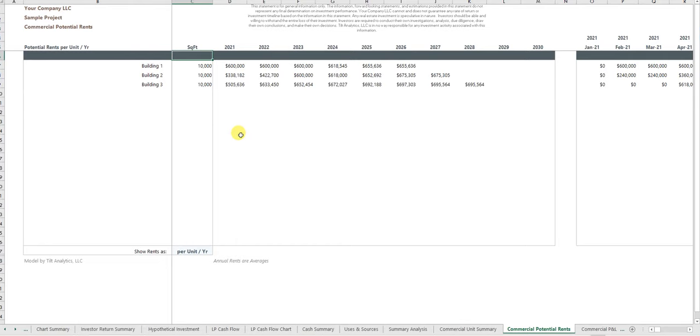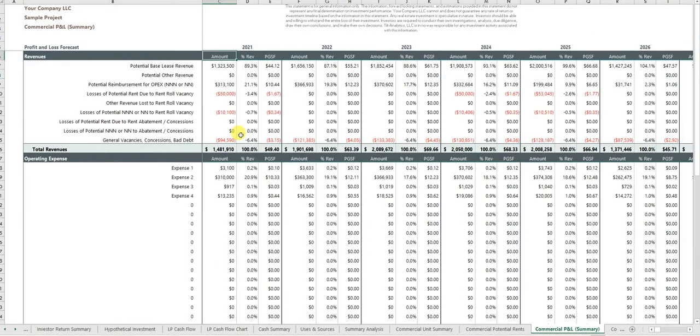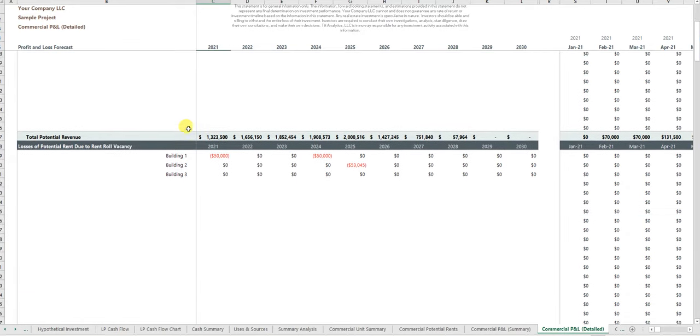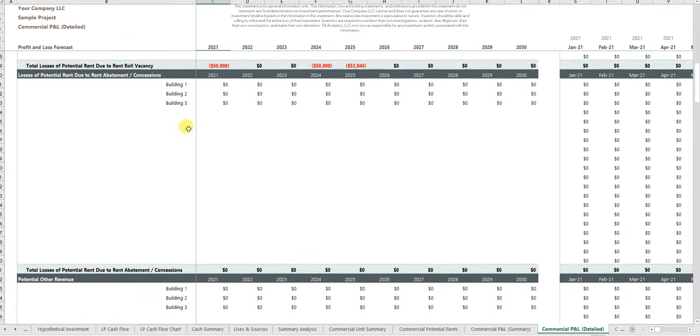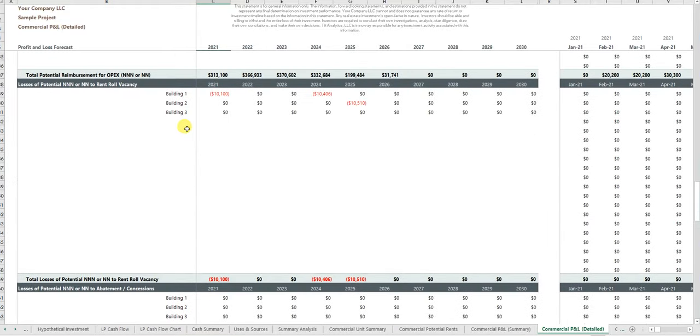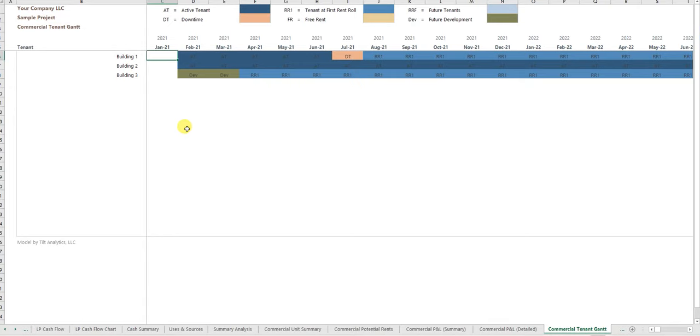potential rents in each year. You have a summary P&L for the commercial. You also have a detailed P&L where you can see all of the potential revenue, losses due to vacancy, triple net, and so forth, tenant by tenant. You also have a visual page showing the rent roll status of each of your tenants on the commercial side, whether there's an active tenant, with downtime in between, which rent roll you're in, and so forth.